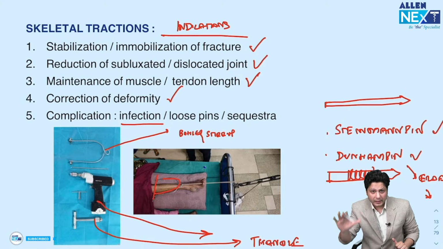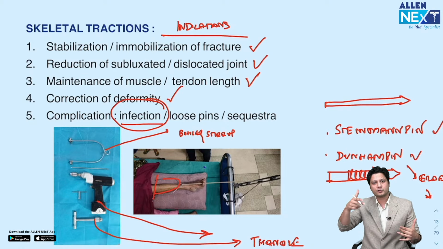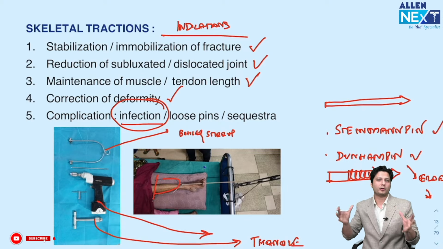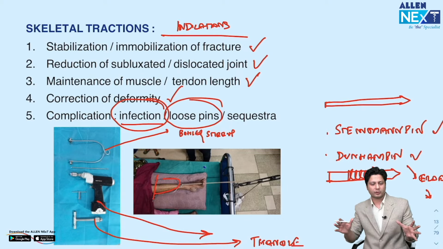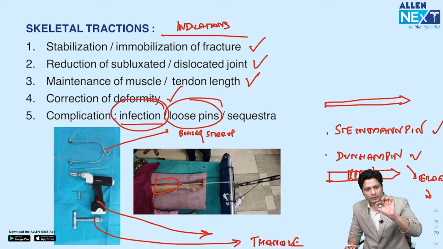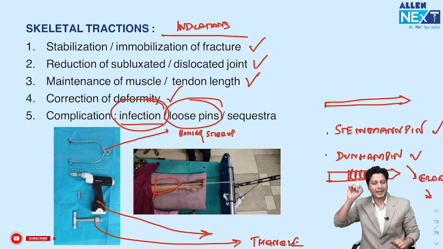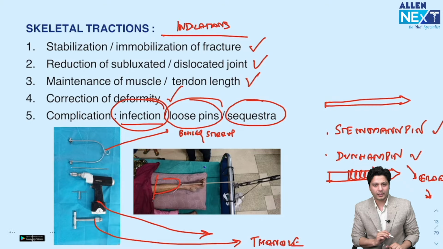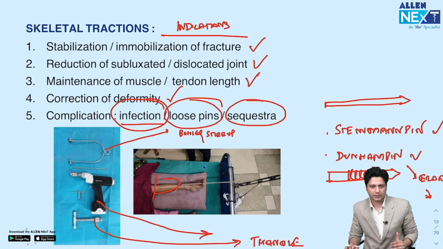Now, as far as complications are concerned, infection, obviously, because if you are having something which is passing through the bone and is also exposed to the external environment, there is always a possibility of infection in long-term use. Loosening of the pin is always a possibility, and the bone through which you have entered the pin might result in blackening of the edges of that bone, and it might result in sequestrum formation. All right, so these are the components of a skeletal traction application, and these are the indications.